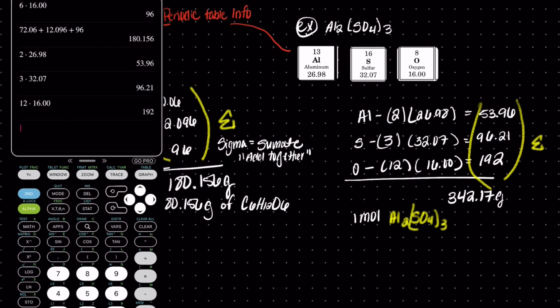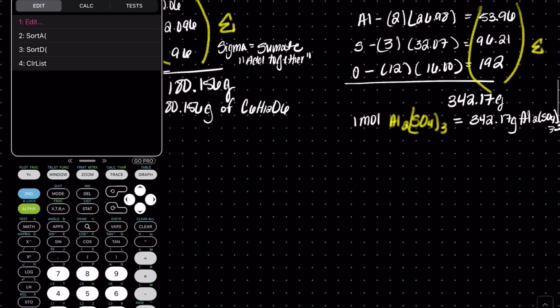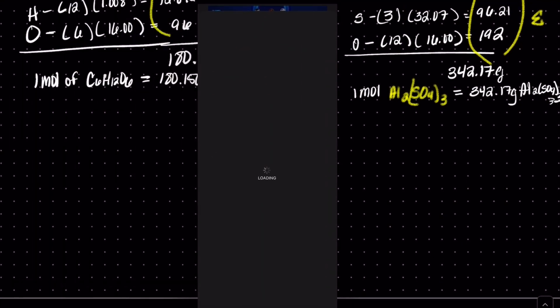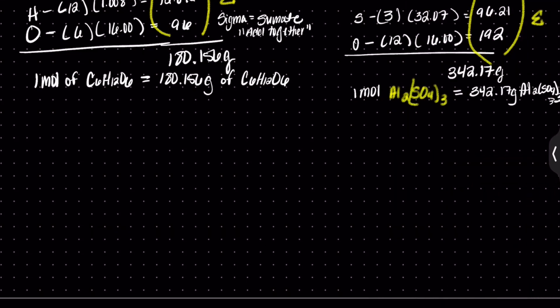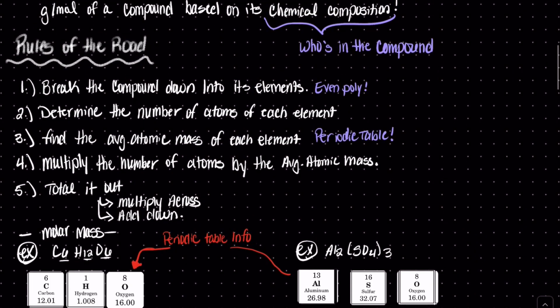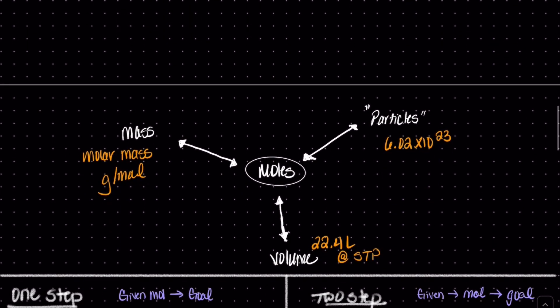I have, now that my pen changed, let me change it back. I have is equal to 342.17 grams of Al2(SO4)3. Capiche? Hopefully that's making more intuitive sense now. So let's make it spicy. Let's put this molar mass calculation principle into practice. So we're going to do some stoichiometric conversions between real-world examples.